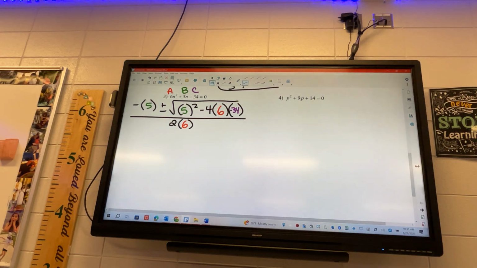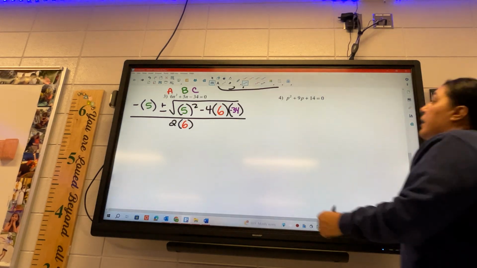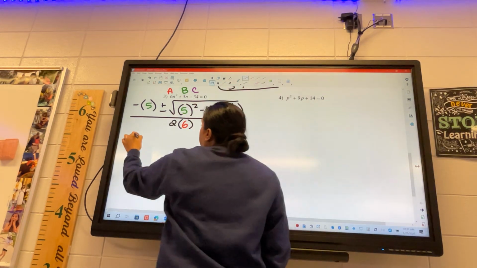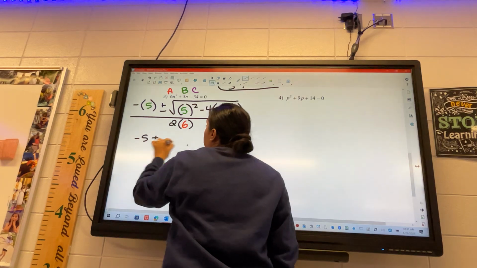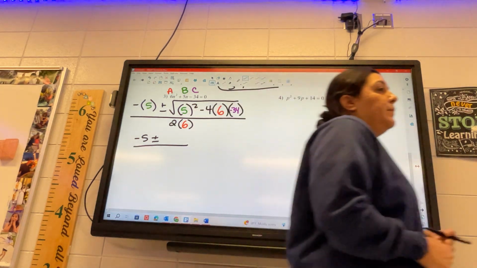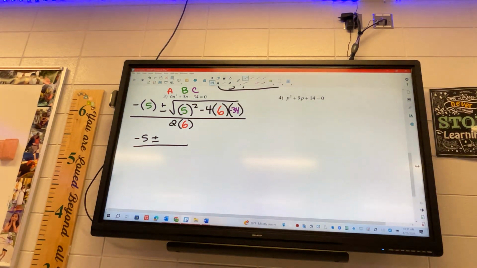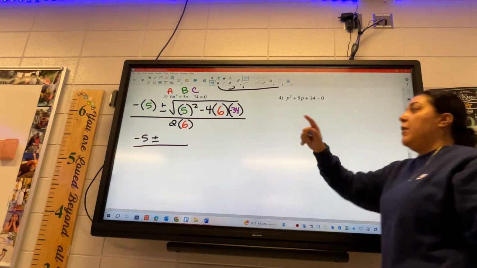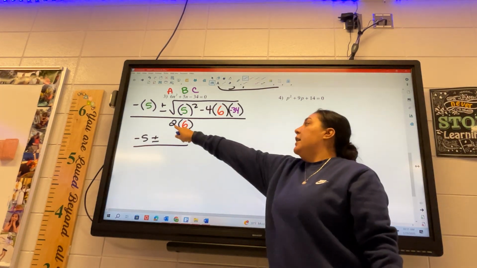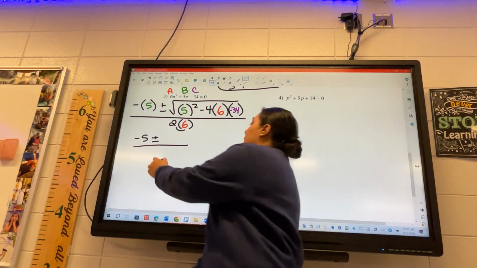Okay, starting with the front. What is a minus parenthesis 5 close parenthesis? Negative 5. Alright? So if there's only one minus, it's a negative. If there's 2, it's a positive. So on the front, we're going to get a negative 5 plus or minus. What would I have on the bottom? 6? Kind of. 12. Why 12? Yep, 2 times 6 is going to give me a 12 on the bottom.